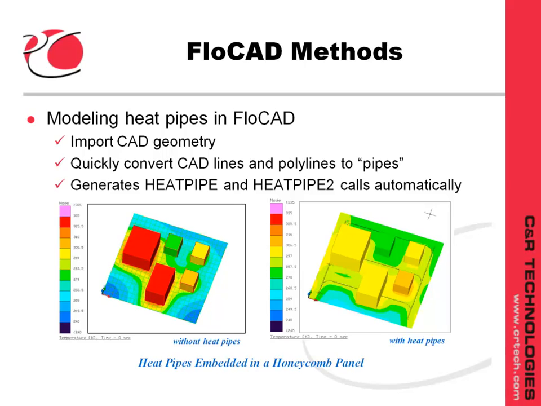FloCAD builds the thermal network representing the heat pipe and automatically invokes the required Cinda modules, whether 1D or 2D. This allows you to integrate the pipe with complex thermal geometry and boundary conditions, and to connect heat pipes to fluid loops and to other heat pipes as well.